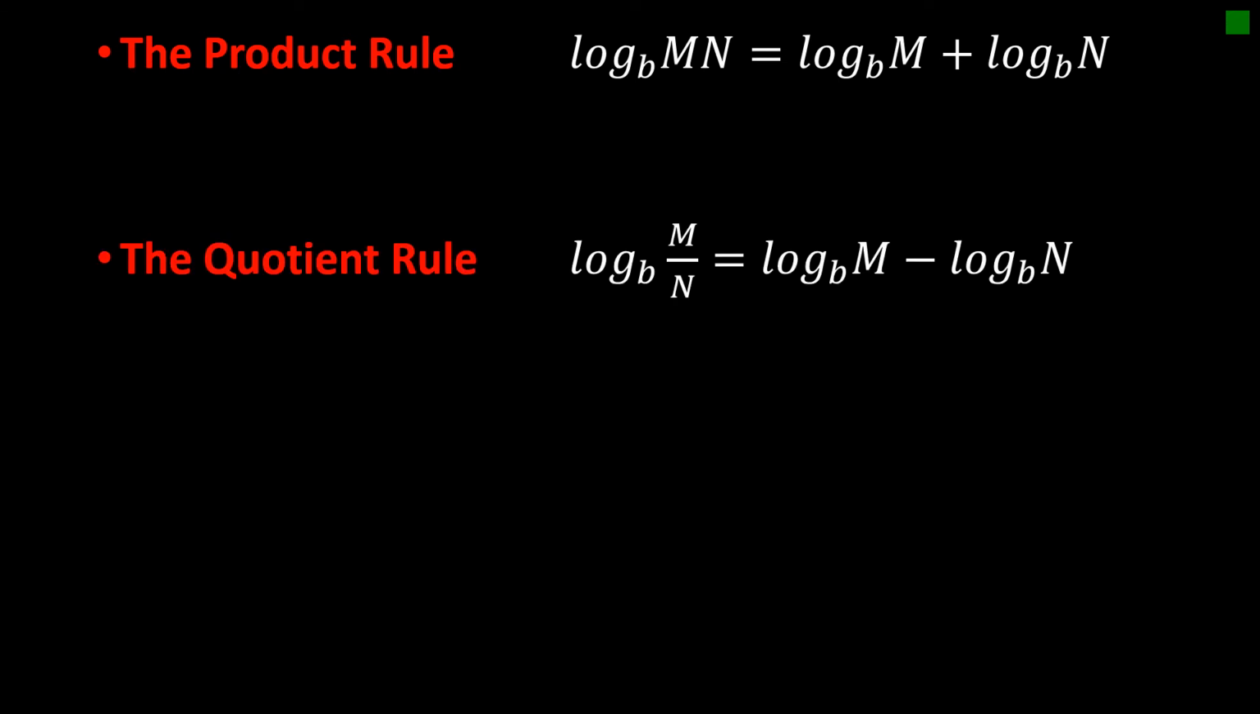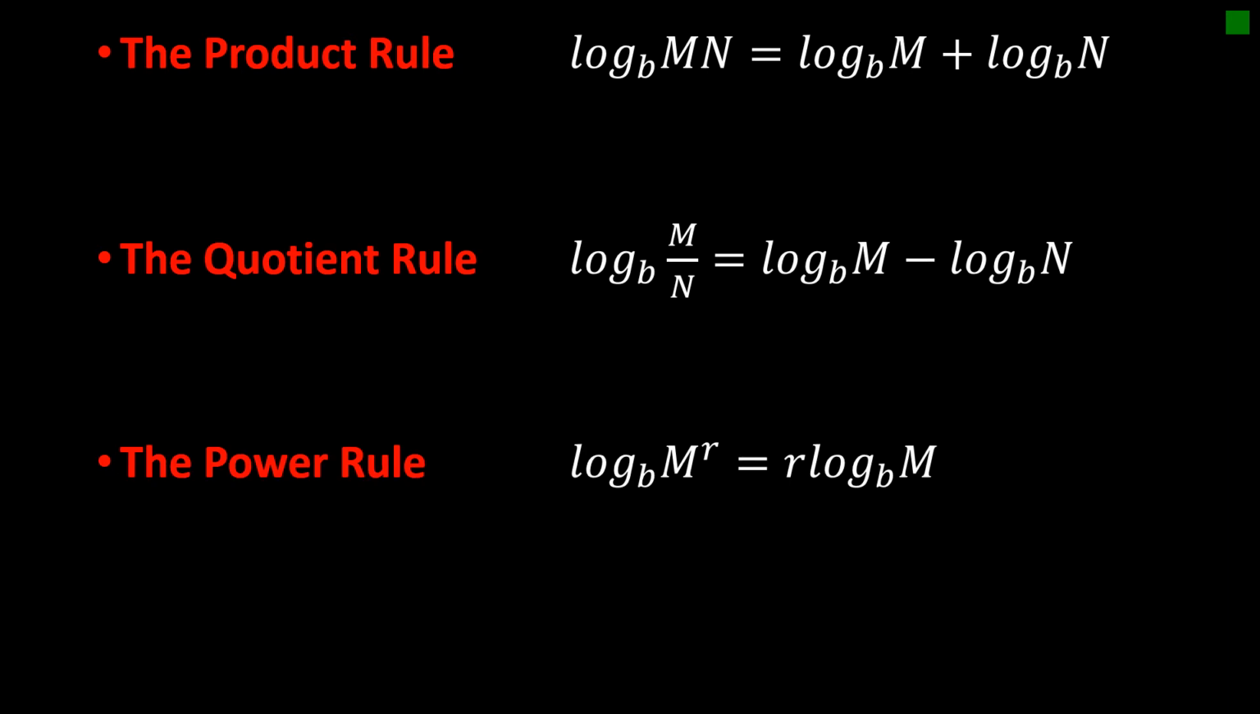The quotient rule. If you have log base b of m divided by n, so you have that quotient m over n, then that's going to break down as a difference: log base b of m minus log base b of n.